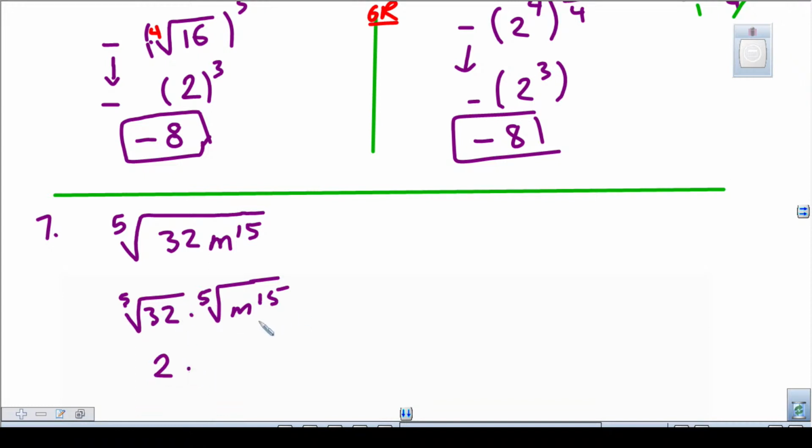What about m to the 15th? This one needs simplification. So I have m to the 15th. What do you think is the root I'm going to put here? What's the fraction I'm going to put here? If we want to go from radical to exponential, what would the fraction be here? Come on now.